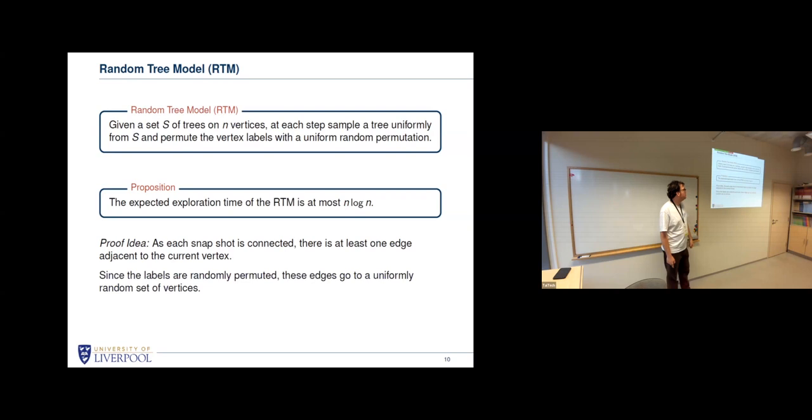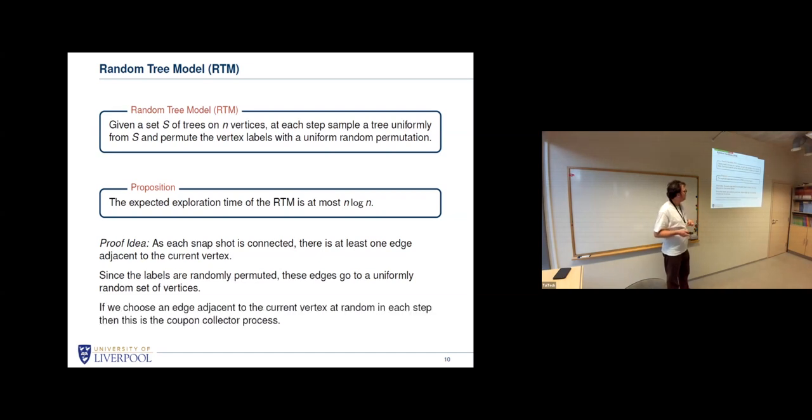Okay, so there could be more than one edge, but since the labels are randomly permuted, the other endpoints of these edges are a uniformly random set in your graph. And so at each time step, you just look at the outgoing edges in the time step, and you just pick one uniformly at random. Then what's actually happening? Well, you're actually just hopping to a random vertex in each step.